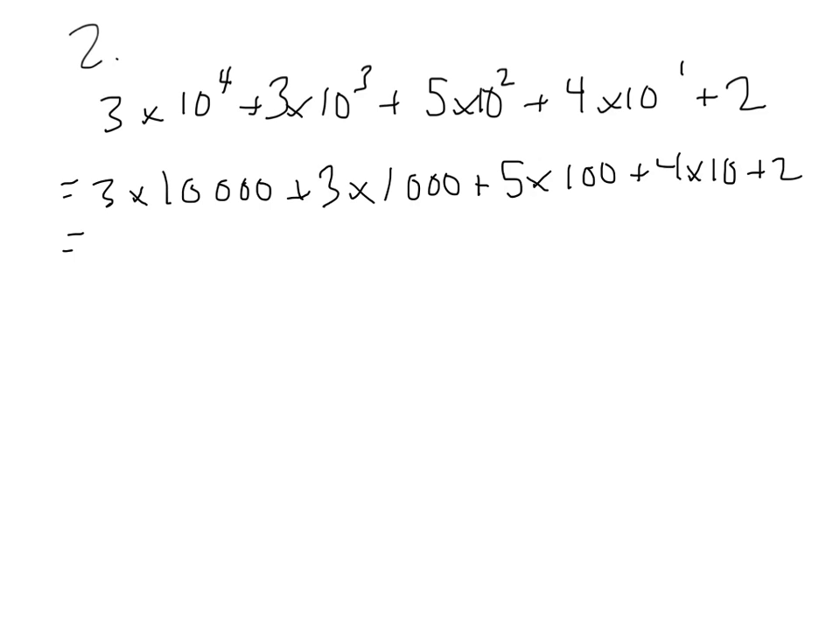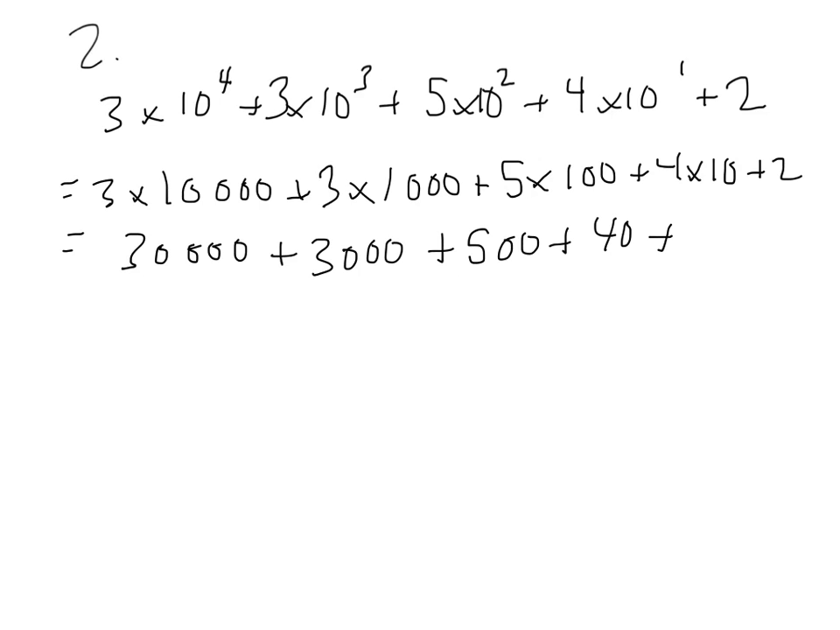So, 3 times 10,000, that's going to give me 30,000. Plus 3 times 1,000 is going to give me 3,000. Plus 5 times 100 is going to give me 500. Plus 40 plus 2. Now hopefully you can see that each section just came from each spot. This from here, that from there, and this guy just stayed the same.